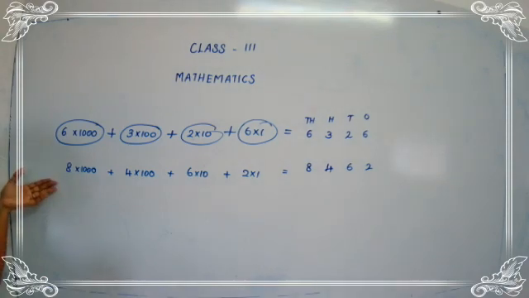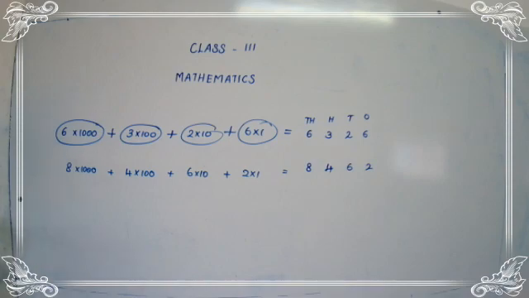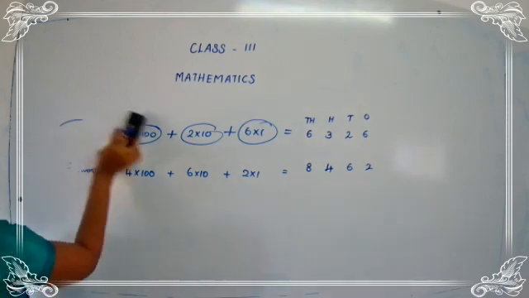So what is this number? 8462. The first one number is 6326. The second one is 8462. Do you understand, children? Okay.